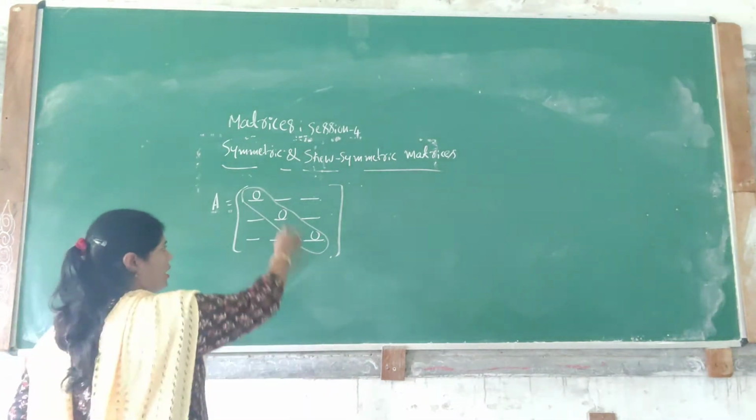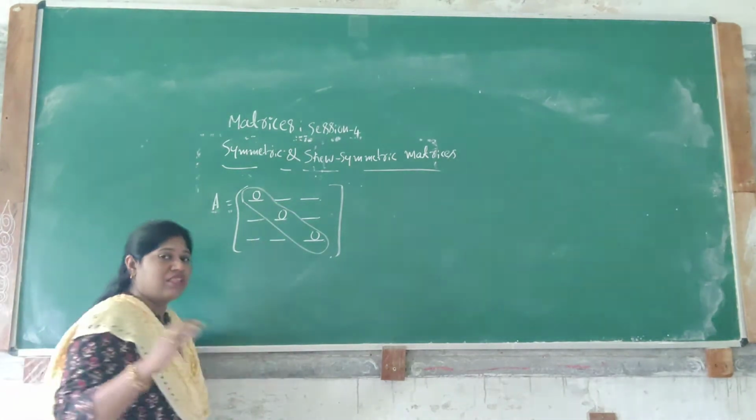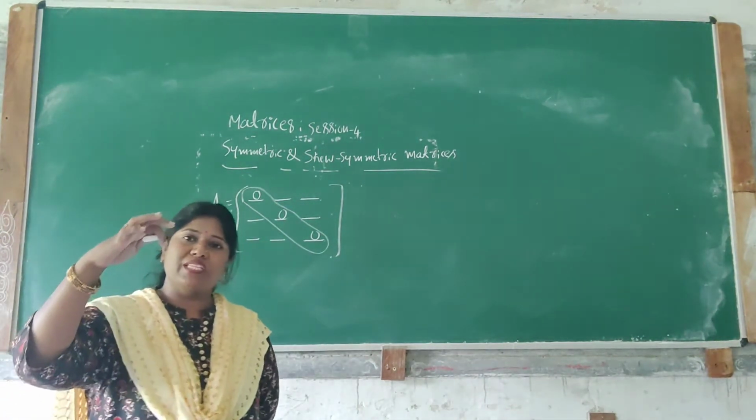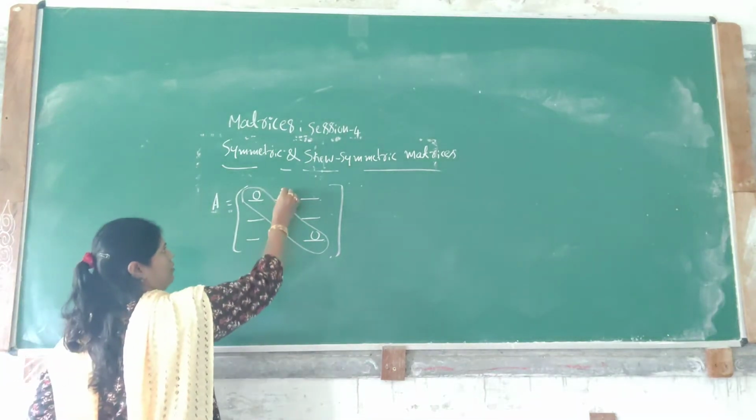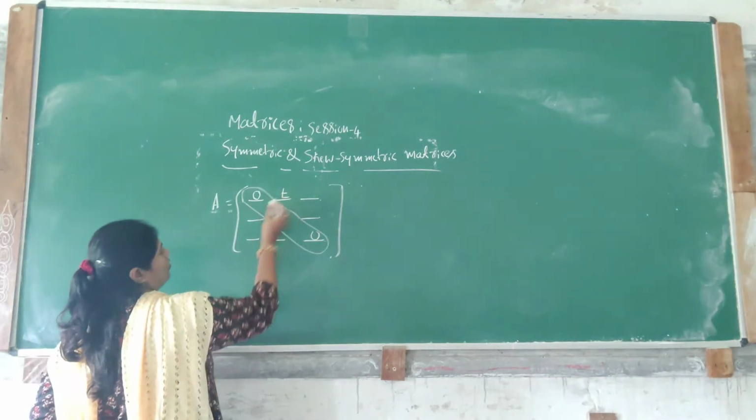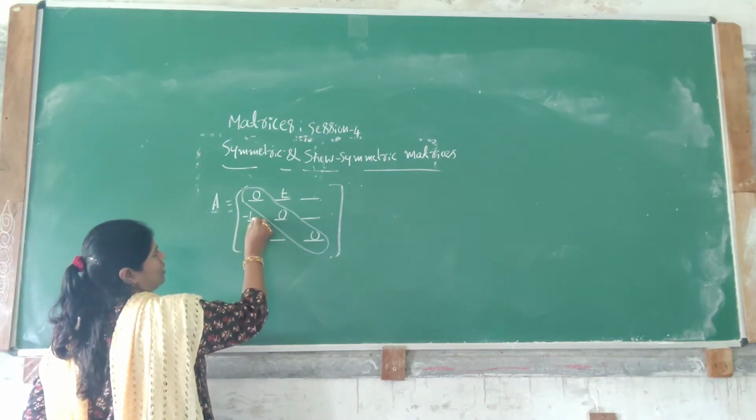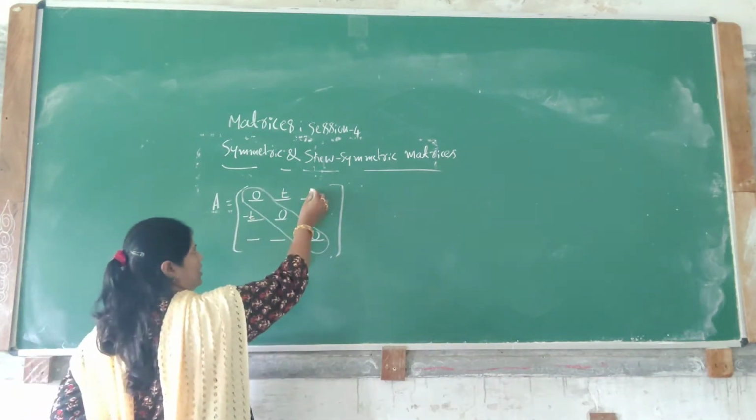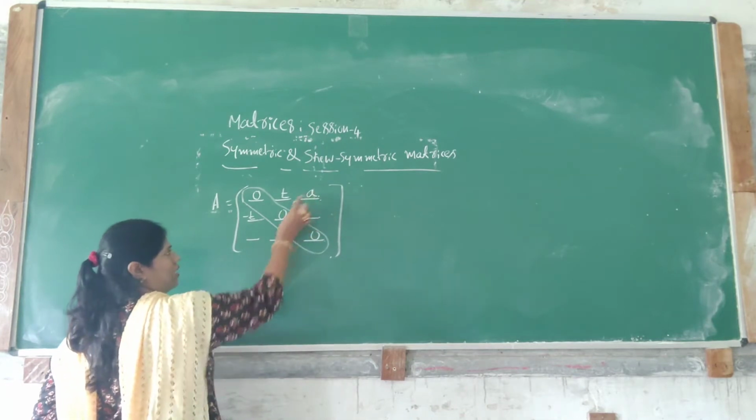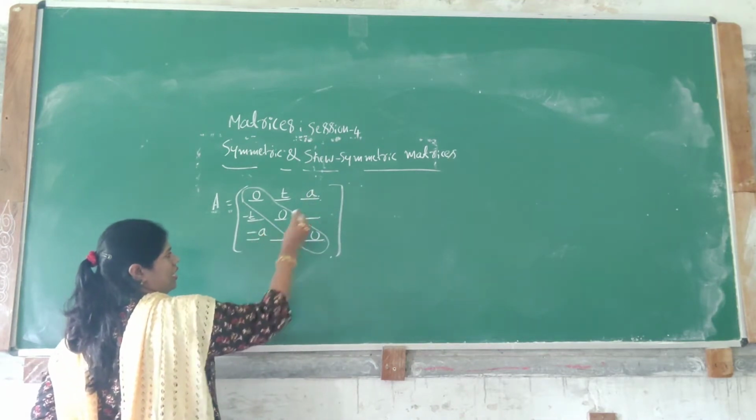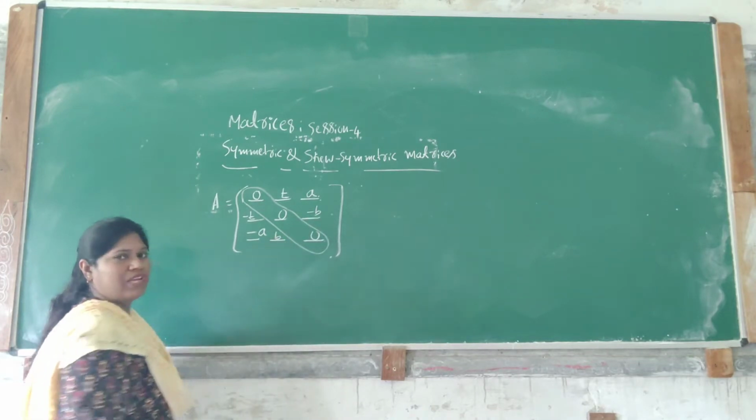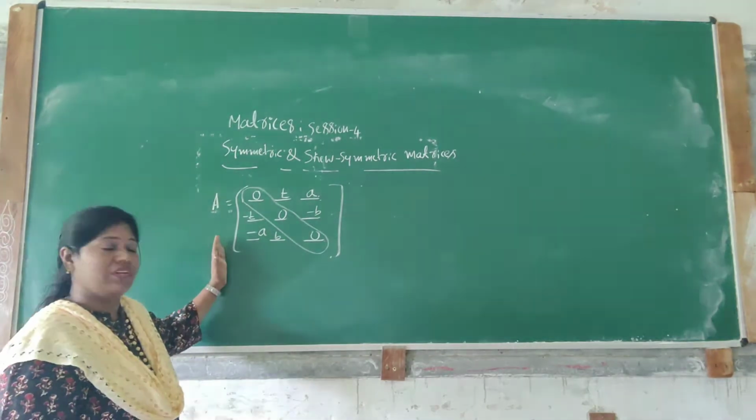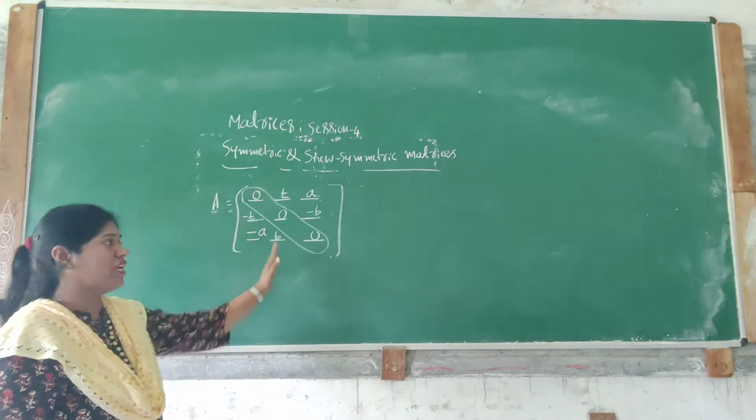And the non-diagonal elements should be symmetric with the opposite sign. If it is T, this one is minus T. If it is A, this one is minus A. If it is minus B, this will be plus B. This one is an example of a skew symmetric matrix.